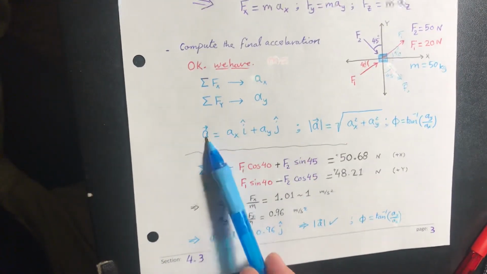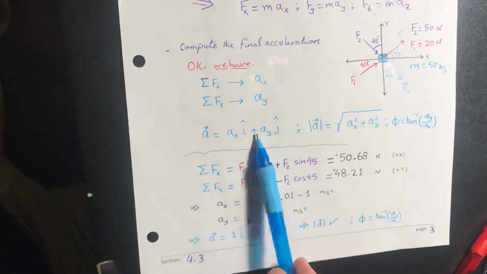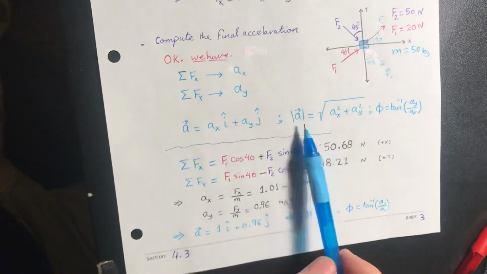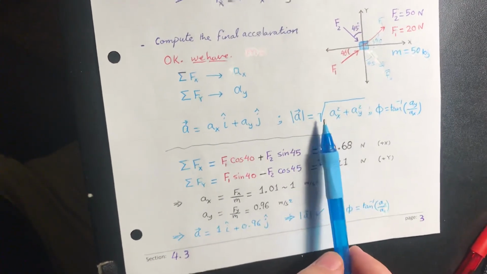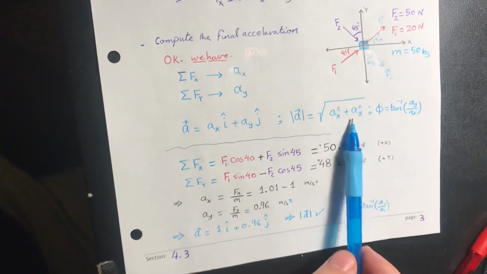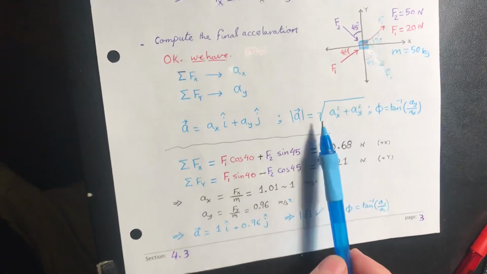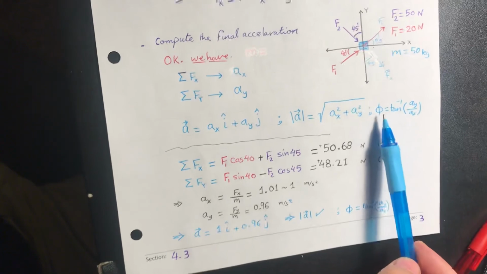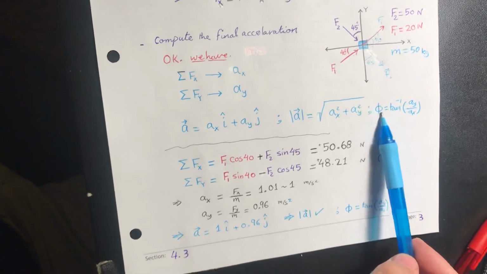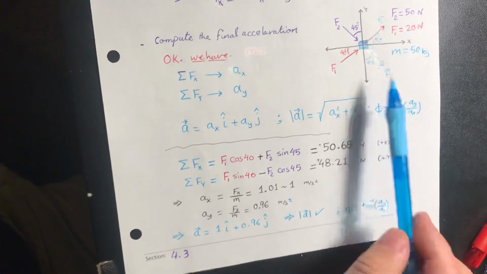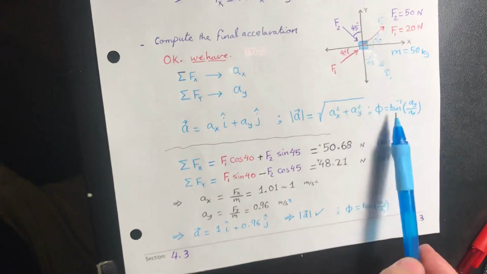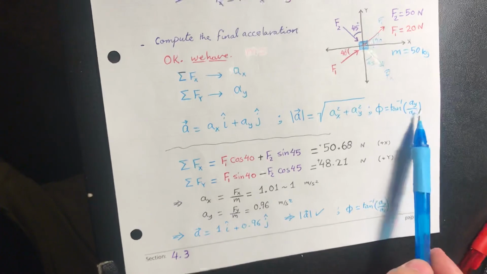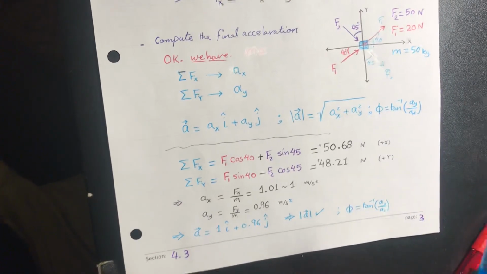So the acceleration vector will be ax i hat plus ay j hat. And the magnitude of that acceleration using the Pythagorean theorem is the square root of ax squared plus ay squared. And the final direction of the acceleration for this object is the tan inverse of the y component of the acceleration over the x component of that acceleration.